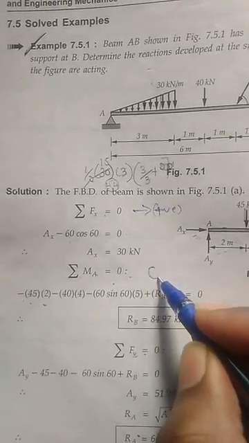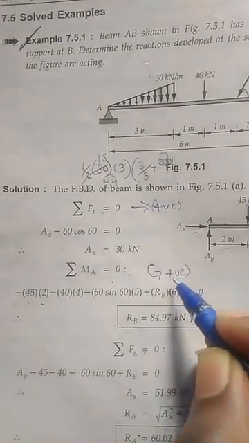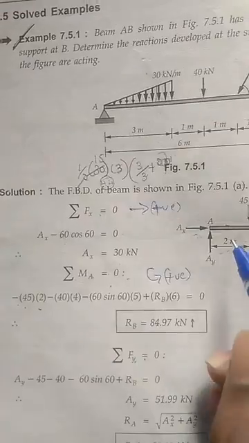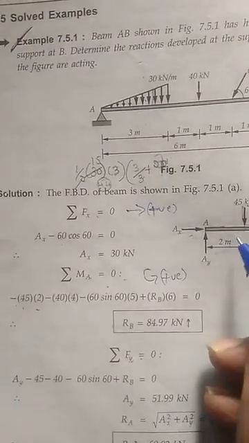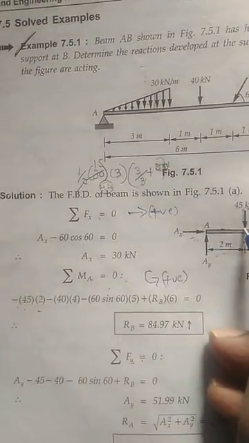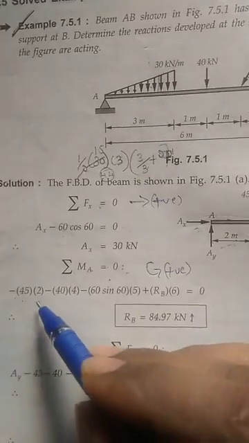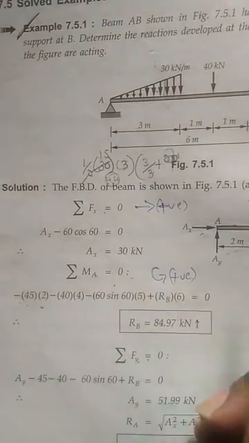You take anti-clockwise direction as positive. It's your wish, you can take clockwise or anti-clockwise direction. So now I'm taking anti-clockwise direction as positive, so this force is moving in a clockwise direction, so it is negative. So 45 into 2 is negative.